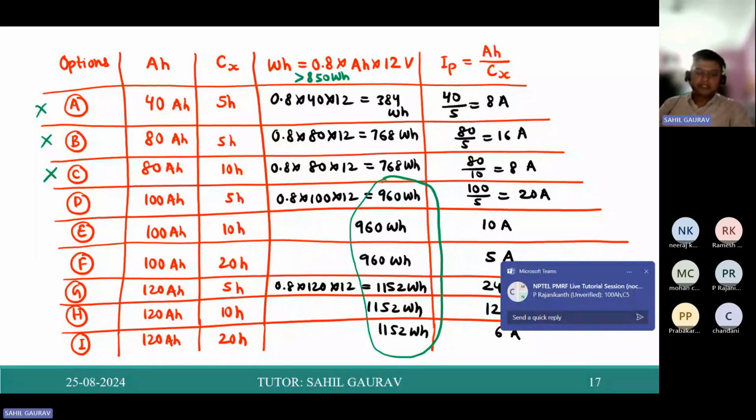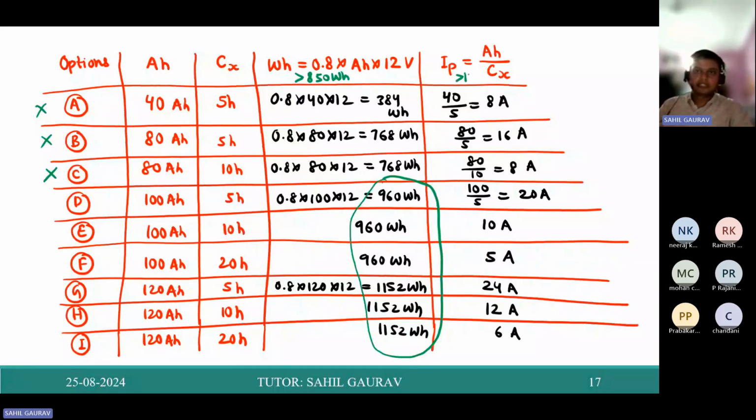The average current demand is 15 ampere, so the current rating should be greater than 15 ampere. Here we can see this one is 16 ampere, but the watt hour rating is not satisfied, therefore the energy capacity is not satisfied and it is discarded. Now this one is satisfied with 20 ampere, and this one with 24 ampere. So both the energy capacity and the current rating are satisfied by option D and option G.